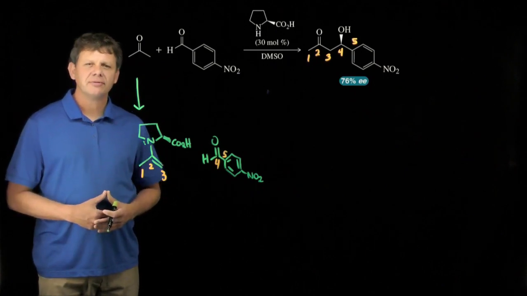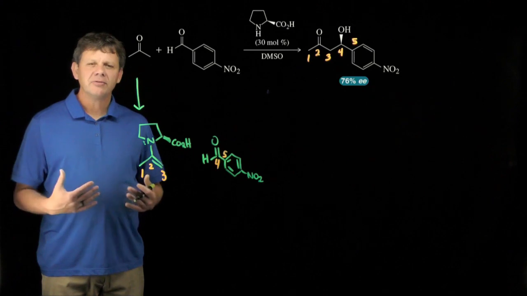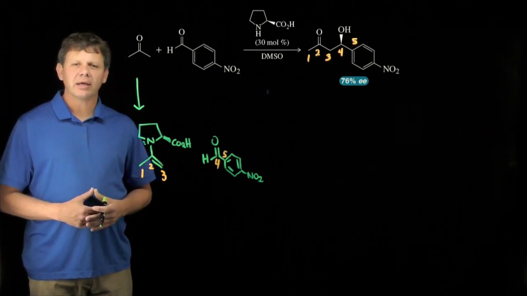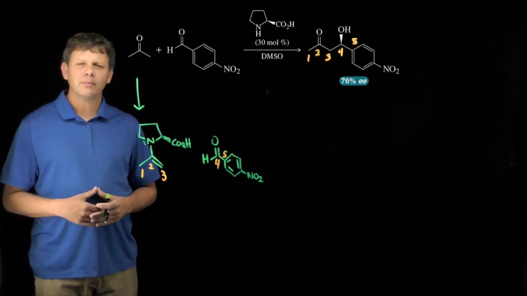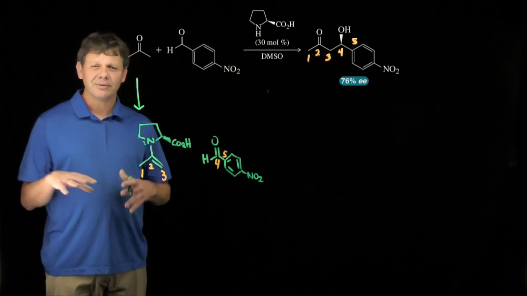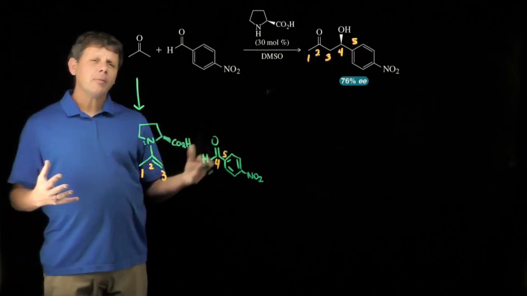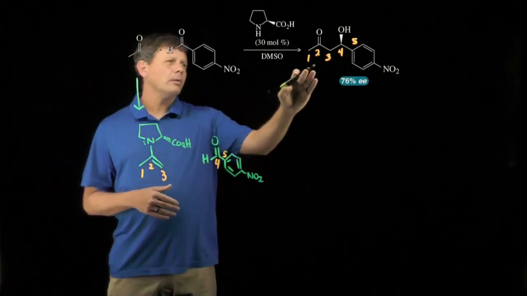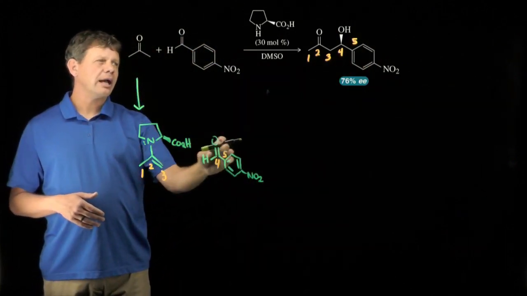This assessment asks us to show the mechanism of the proline catalyzed aldol reaction. This reaction is an example of organocatalysis. Organocatalysis is a field that recently won the Nobel Prize in Chemistry, so this is a really cool reaction. As we do with all mechanism problems, I've gone ahead and numbered the carbons 1, 2, 3, 4, 5, 1, 2, 3, 4, and 5.